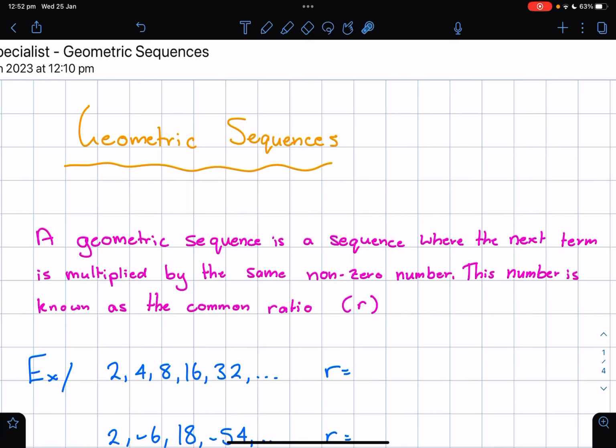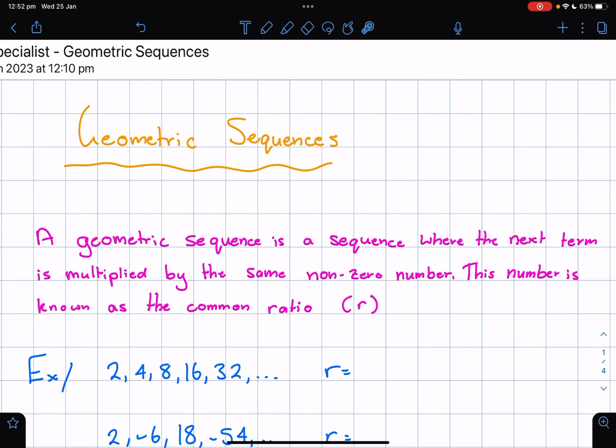Hi team, welcome back to another video, and we're going to be continuing looking at series and sequences. Today we're going to dive nice and deep into geometric sequences. So we looked at arithmetic sequences in the last video, now we're going to look at geometric sequences.